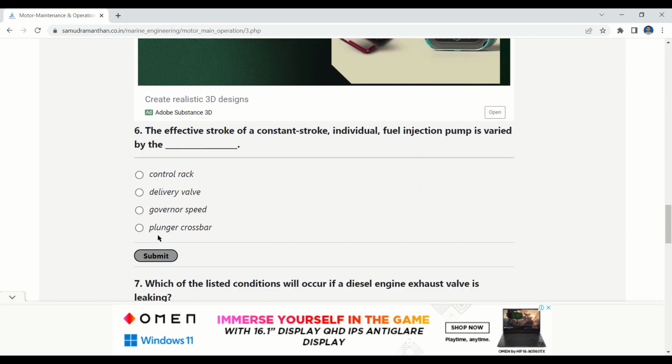Our next question is, the effective stroke of a constant stroke individual fuel injection pump is varied by the, and the options are control rack, delivery valve, governor speed, plunger crossbar, and the correct option should be control rack.